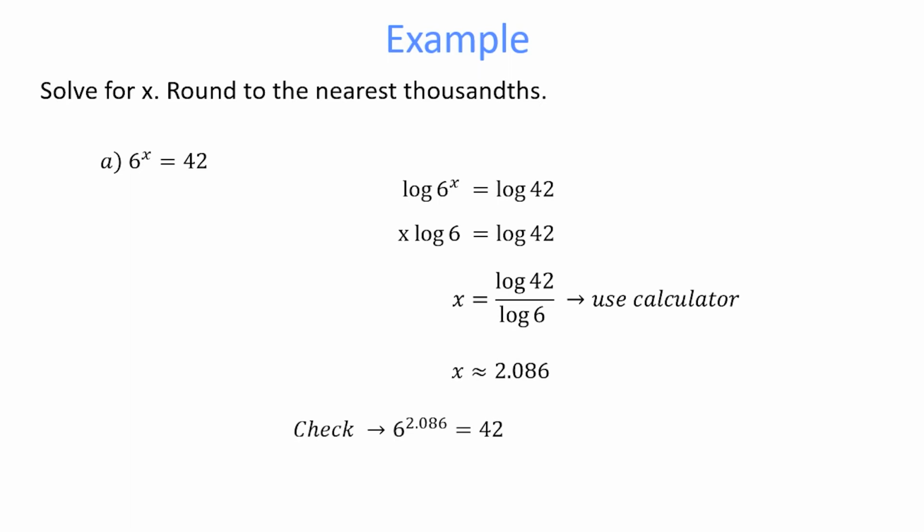We can check our answer very easily. We simply need to insert 6 to the power of 2.086 into the calculator, and we get approximately 42. It's not exactly 42 on the calculator because this was only a rounding. But we see it is a correct answer, so therefore our x value was also correct.